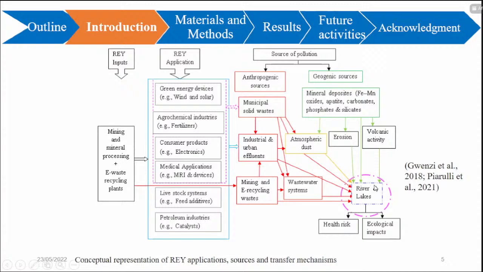water. These rivers can be used directly for drinking water or for irrigation, and they can have either health risk or ecological impacts. So our aim is to quantify the geogenic and anthropogenic sources of the rare earth elements.